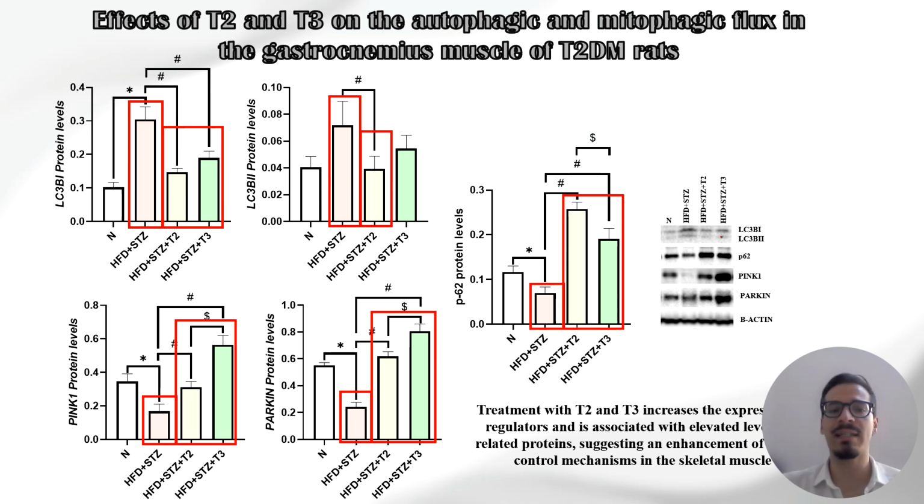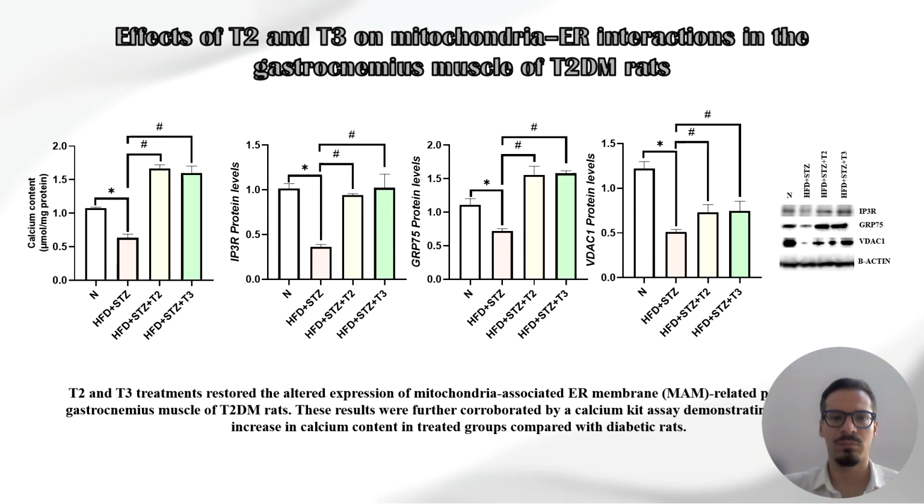Overall, these findings suggest that T2 and T3 improve mitochondrial quality control by normalizing the altered autophagic response and restoring the PINK1 parkin-mediated mitophagy pathway, thereby promoting the selective removal of dysfunctional mitochondria and contributing to the maintenance of mitochondrial homeostasis in diabetic skeletal muscle.